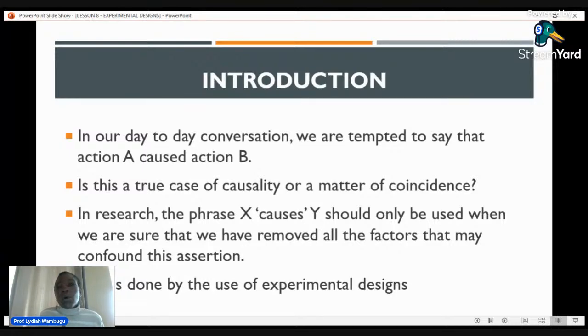And that is why many a times students end up working on, what do we call them? Topics or problems that deal with influence, not because experimental cannot be done, but because of eliminating all the other factors that may confound this assertion. But does it mean it is difficult to be done? No, it is not difficult.